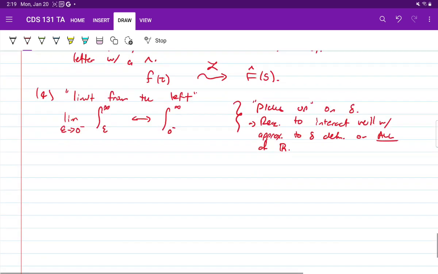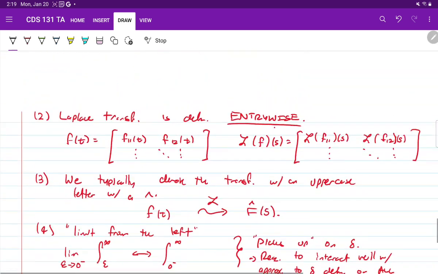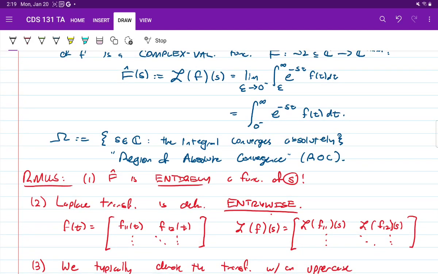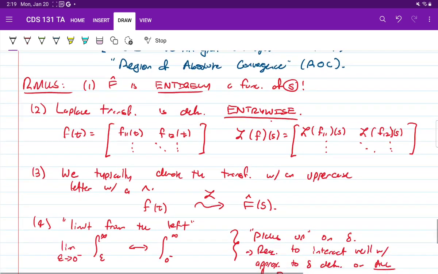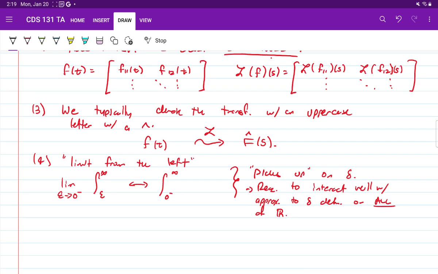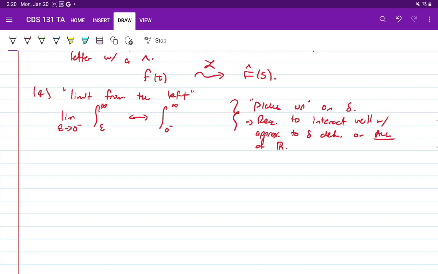Okay, fantastic. These are our main couple of points to tie things up in this definition. We have a function f hat which is entirely a function of s. We take its Laplace transform by taking these little scalar Laplace transforms entry-wise. We denote it with this capital F hat, and we take this limit from the left in order to pick up on the delta.